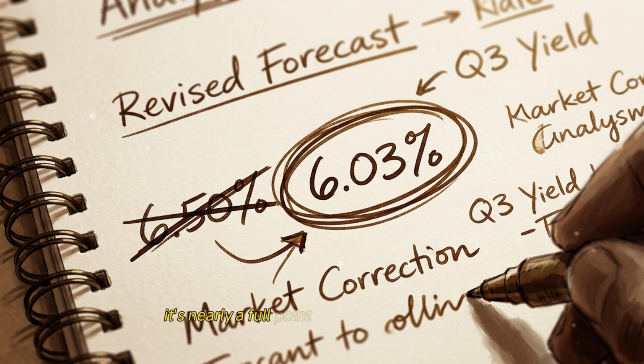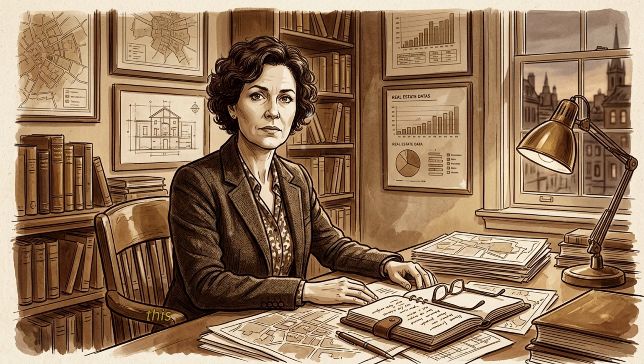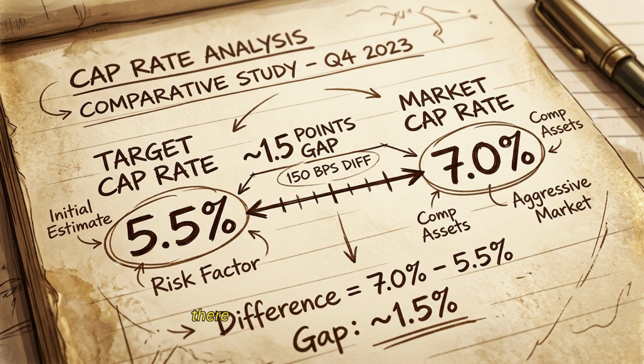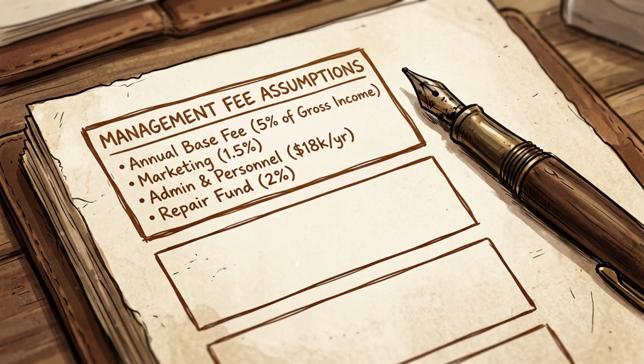It's nearly a full point and a half of difference on the exact same building at the exact same asking price. So where did the broker's 7.5% actually come from? This is where cap rate stops being a math problem and starts being a negotiation. There are a handful of specific places where an optimistic number gets built, and once you know what they are, you'll spot them in almost every listing you ever look at again. The first is management fee assumptions.